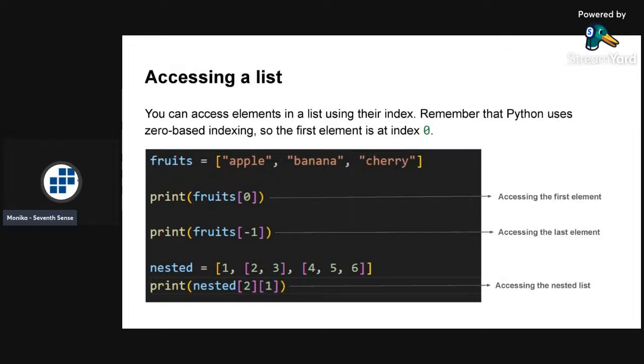For example, I have fruit equals apple, banana, and cherry. So print fruit of 0. I'm printing fruit of 0. What will be my output there? What will be my output? Harish, what will be the output?